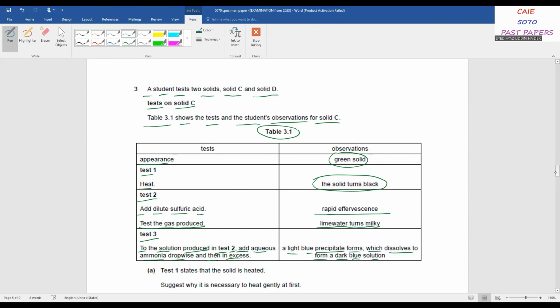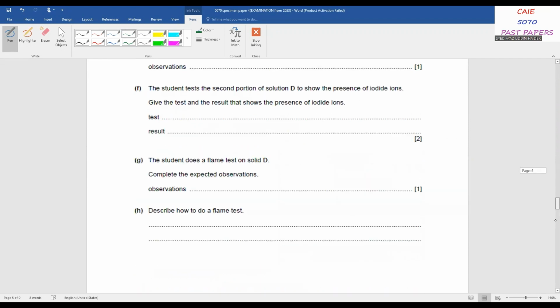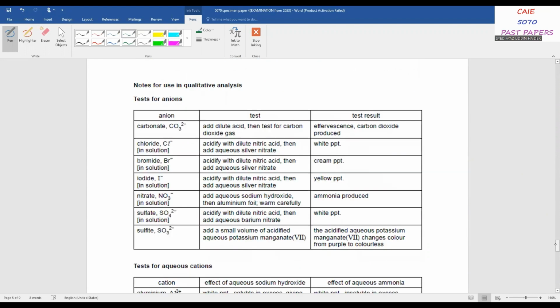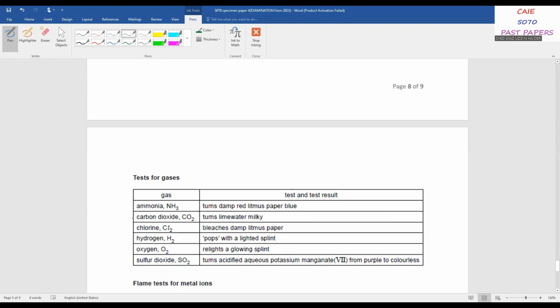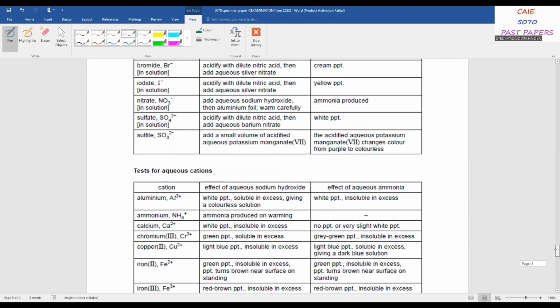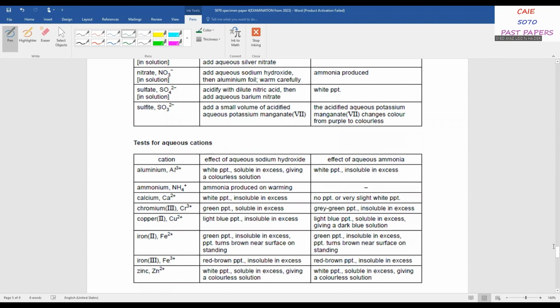For this question, you will refer to the qualitative analysis. For example, we are passing the gas when it's produced after reacting with acid and it's turning lime water milky. So what must be the gas? It's the carbon dioxide gas, as it's turning lime water milky. The other thing, for the cations with aqueous ammonia, we are getting blue PPT, which is of copper 2 plus.